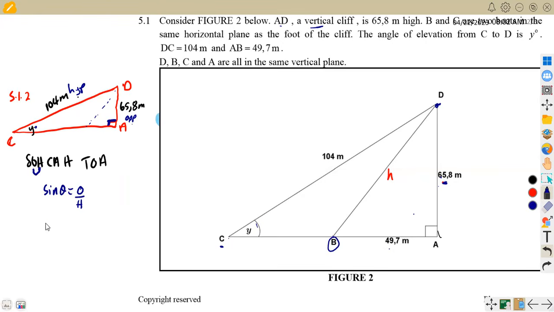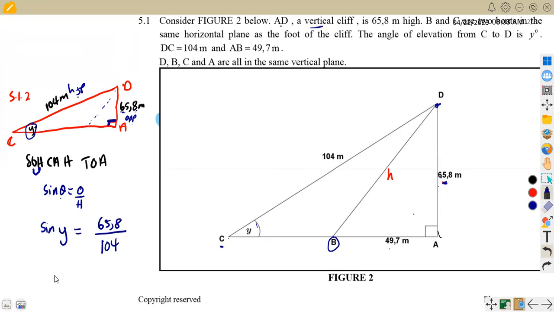So we can substitute our information, with theta representing the angle that we are given, which is y. So the sine of y degrees is equal to the opposite, in this case 65.8, over the hypotenuse, in this case 104. With this information, we can calculate the value of y.